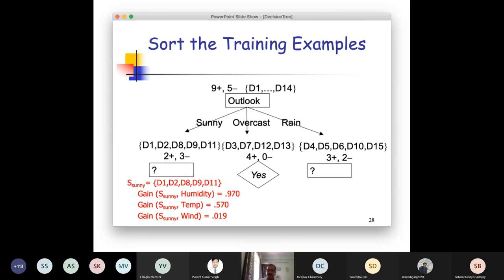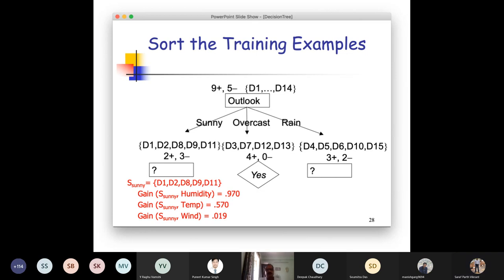But 0.97 is very high, because 1 could be the maximum value of gain. On the other hand, if you choose wind, the value is very low, which means it is almost keeping the class distribution the same, a 50-50 split. So I just need to confirm that we are choosing the other attributes which are not taken till now, because the gain will be zero, right? Information gain will be zero. Yes, I mentioned that. The entropy will be the same, so the gain will be zero. So there is no point checking that.